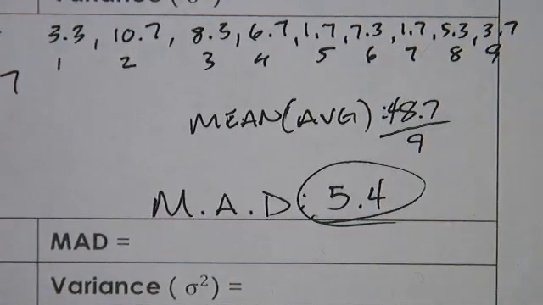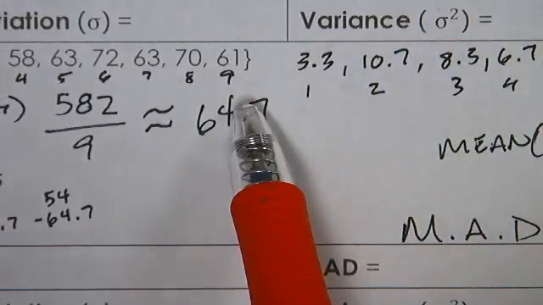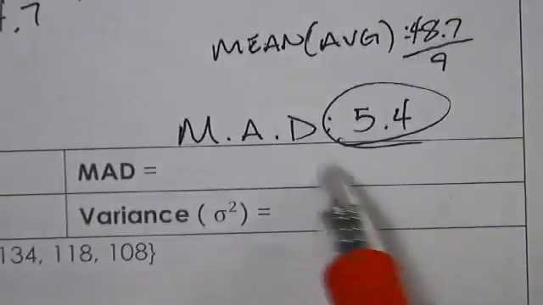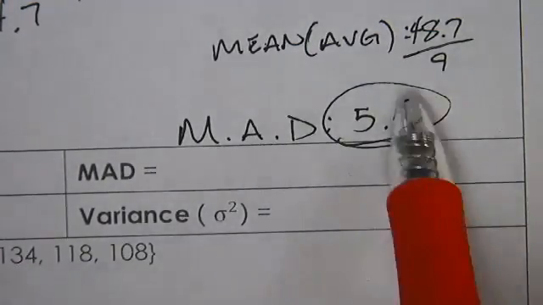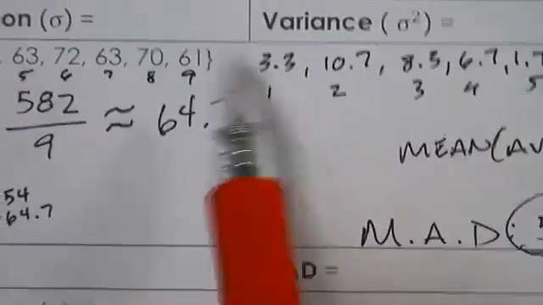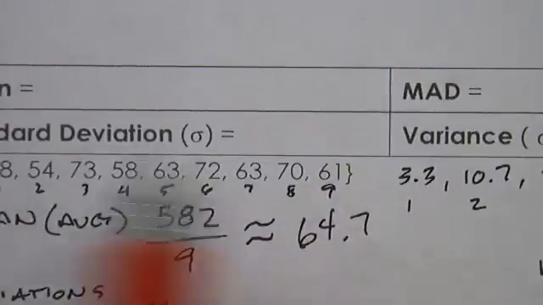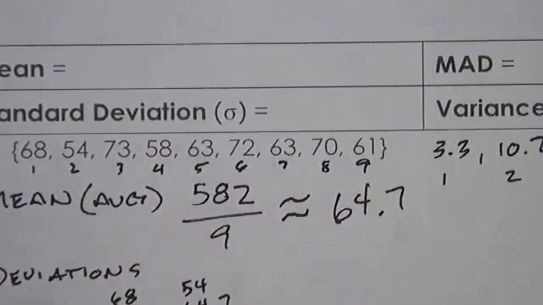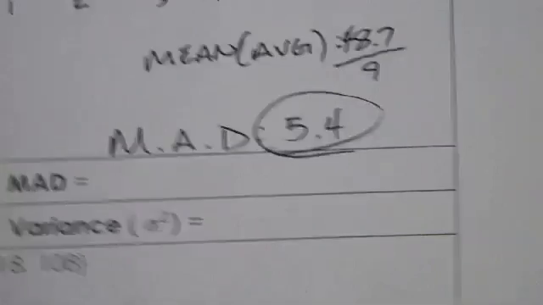So again, it's telling us that on average, from this number, 64.7, every value is about 5.5 away. If you add 5.5 or subtract 5.5, most of your data should be in that range. So that's a MAD. You've got some good practice with that.